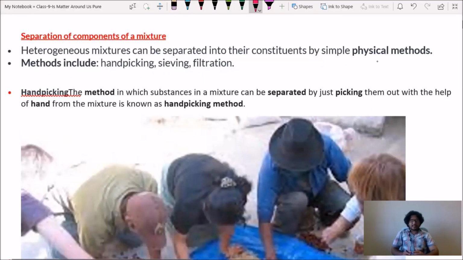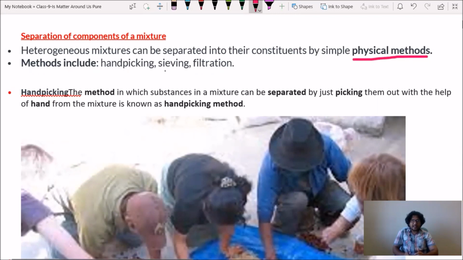First, let us discuss homogeneous mixtures and heterogeneous mixtures. We know what is meant by homogeneous and what is meant by heterogeneous. If the mixture is completely, finely and thoroughly mixed, it is called homogeneous, and if it is not mixed thoroughly, not finely mixed, it is called heterogeneous. Now, these heterogeneous mixtures can be separated very easily by a few physical methods.